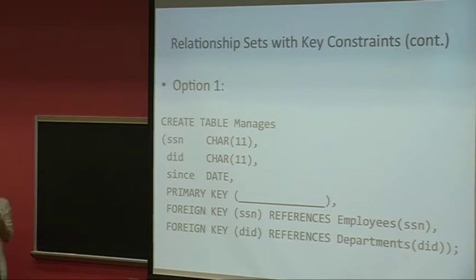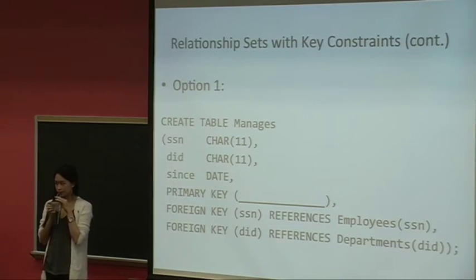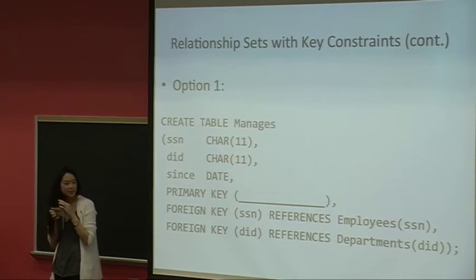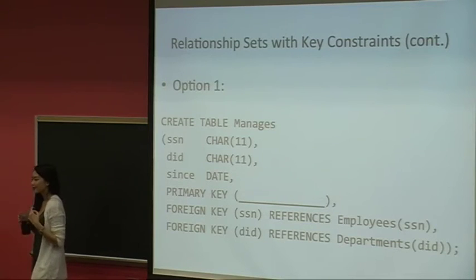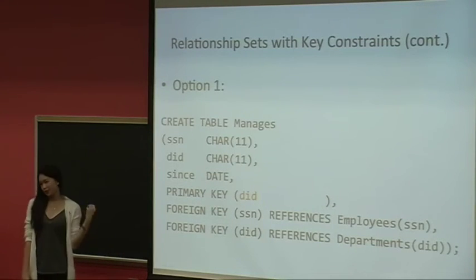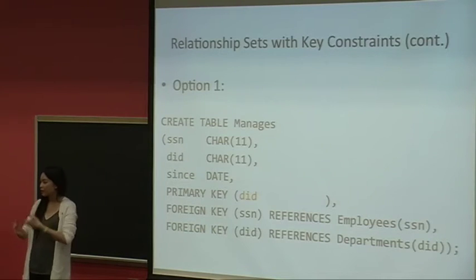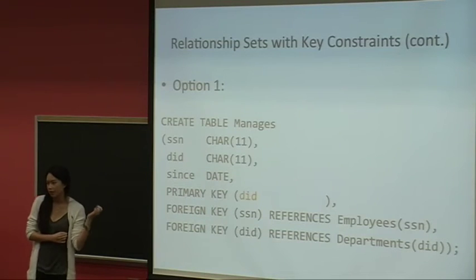Do you think it's necessary for us to take both the SSN and the DID? Someone's shaking their head. So if no, why? One employee, mm-hmm. So the table will be uniquely identified by the employee. Yeah, exactly. So I put the line super long, but just DID. This is because, like you said, when we already find a department, there will only be one employee that's managing it when you're thinking about the management relationship.